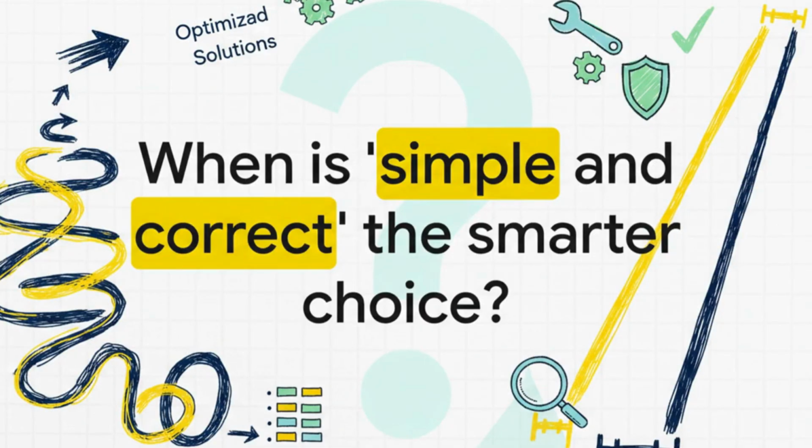And this leaves us with one final thought. In a world that is obsessed with optimization and speed, linear search is a great reminder that sometimes the simple and correct solution is actually the smartest one. It's a powerful lesson in practicality over pure performance.